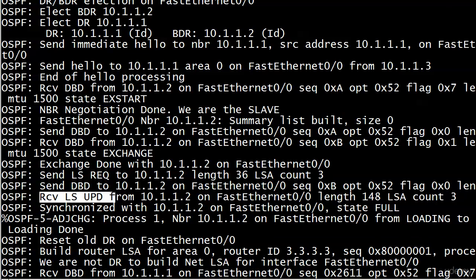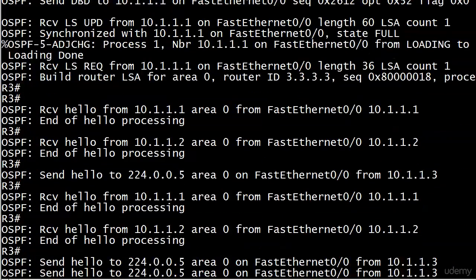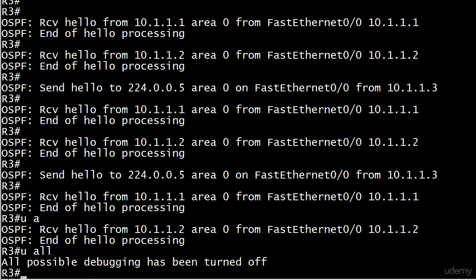And here's receiving a link state update. And what we really like to see, whether we're debugging it or not, is state of full. That is exactly what we want to see. And we go down to the bottom. That was really pretty much it.